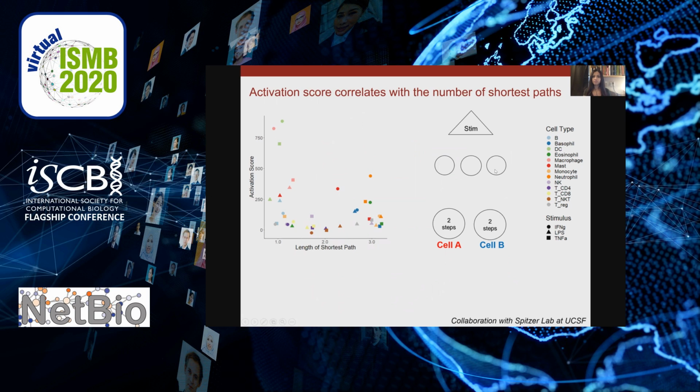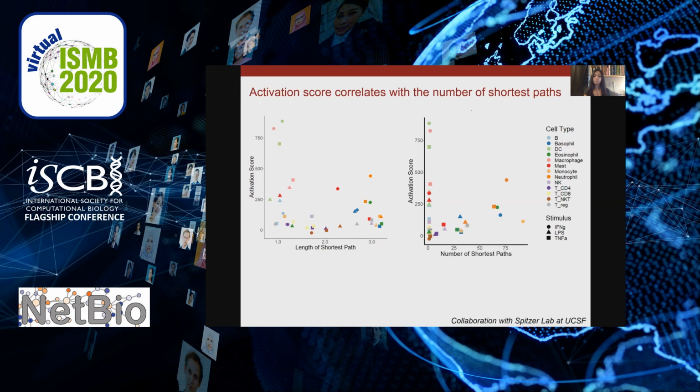So we decided to look at something else. So over here is a schematic showing that if you have 2 cells that are both 2 steps away from a stimulus, the shortest path is 2 steps, but if there's only 1 way for cell A to be activated in 2 steps and 3 ways for cell B to be activated in 2 steps, then we say that cell A has 1 shortest path while cell B has 3 shortest paths.